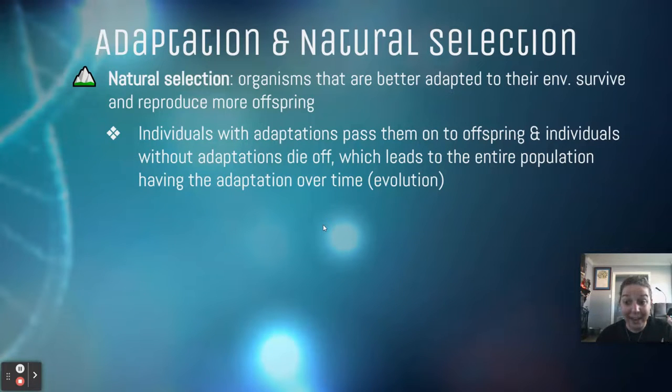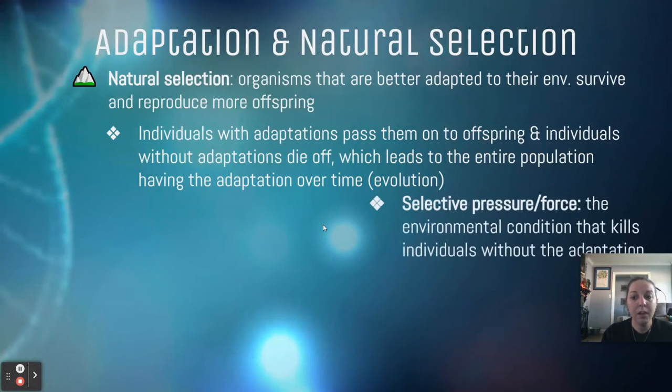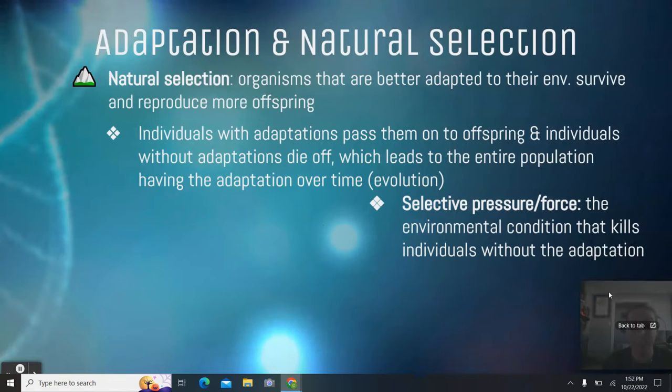Those with the bad trait don't survive well, so they don't reproduce, so they don't pass that trait on. And those that do have the adaptation survive well, reproduce, pass the trait on. So we start to see the trait more frequently in the population. Now, understand that all of that would not happen unless we had some kind of selective pressure or force. So that's going to be whatever environmental condition is going to be killing the individual that doesn't have the adaptation.